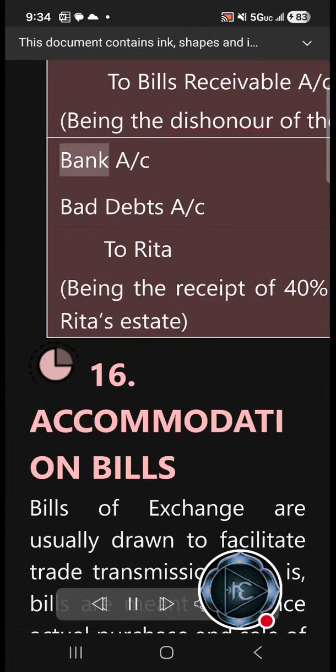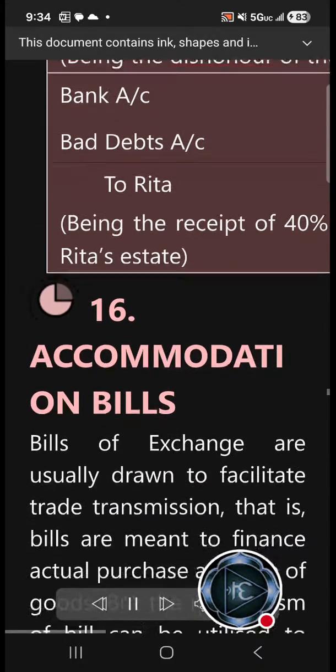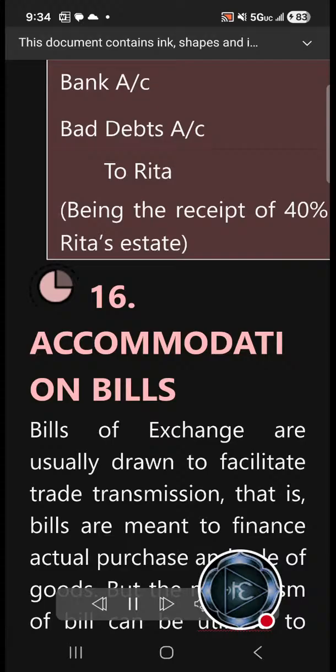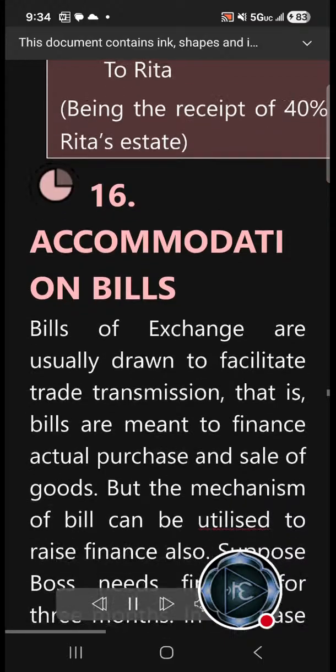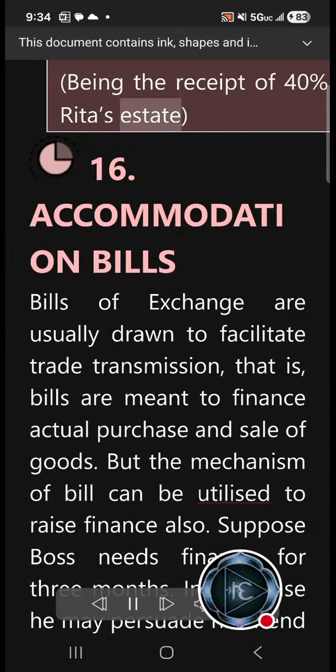50,000. Bank A/C Dr. 20,000. Bad debts A/C Dr. 30,000. To Rita, being the receipt of 40% of the amount due on the bill from Rita's estate.